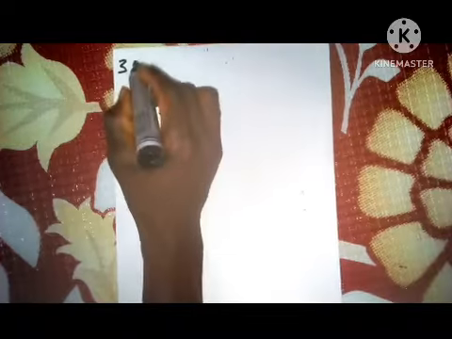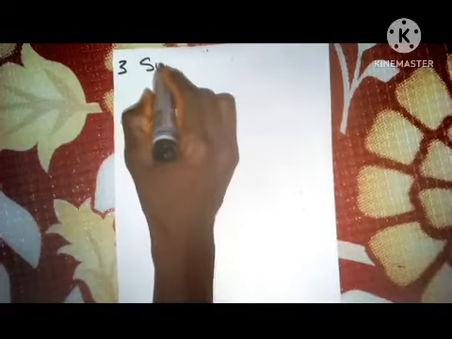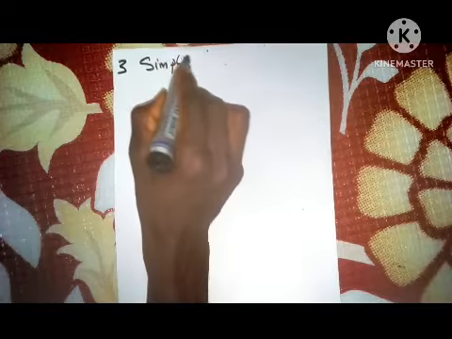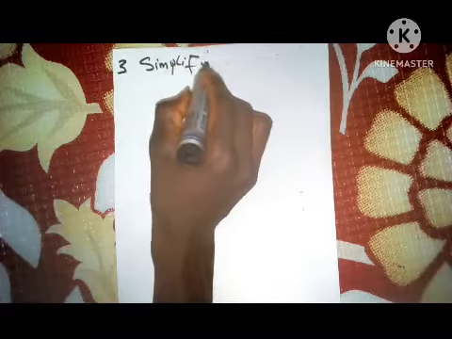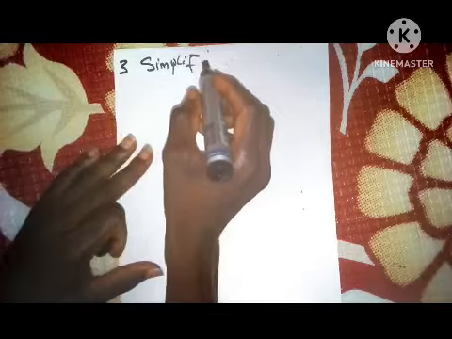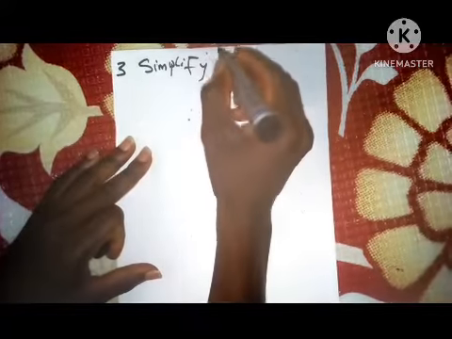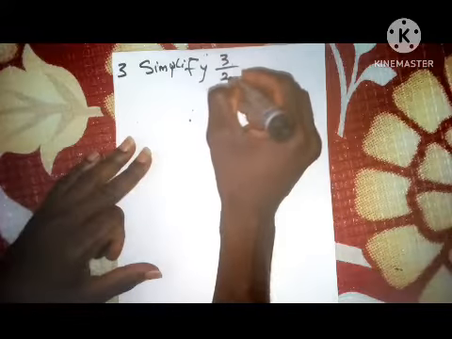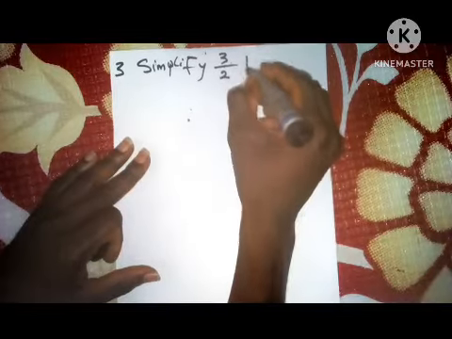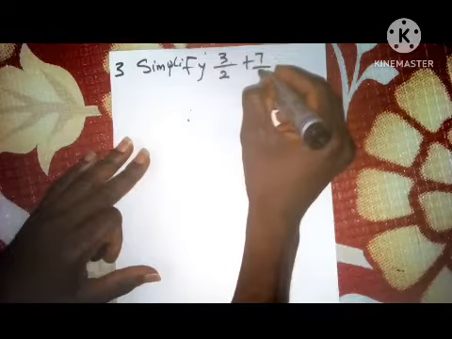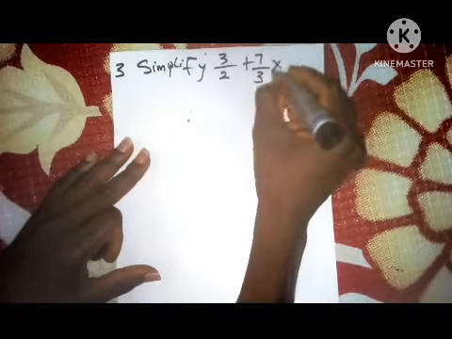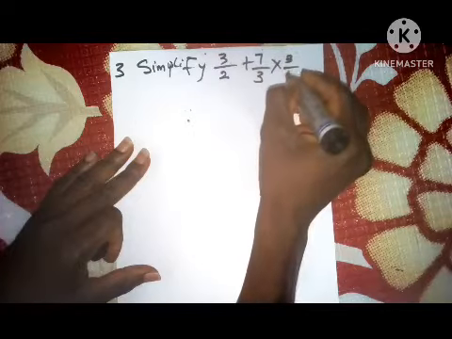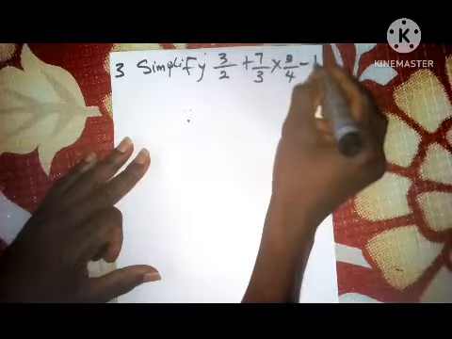Okay, number 3 question. Number 3. It says simplify 3 over 2 plus 7 over 3 times 3 over 4 minus 1 over 2.